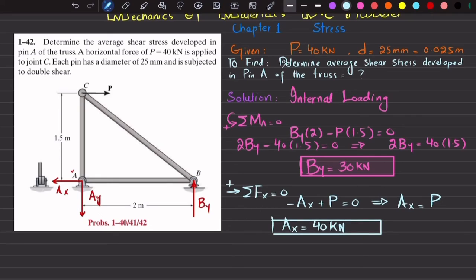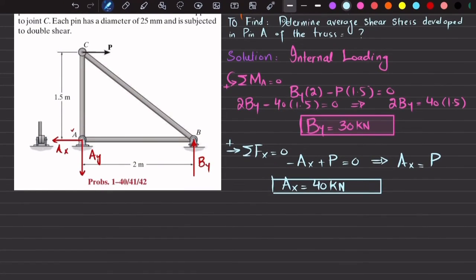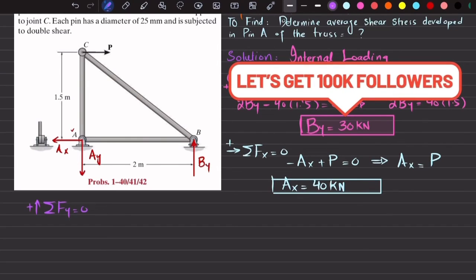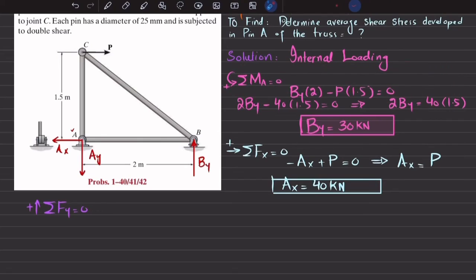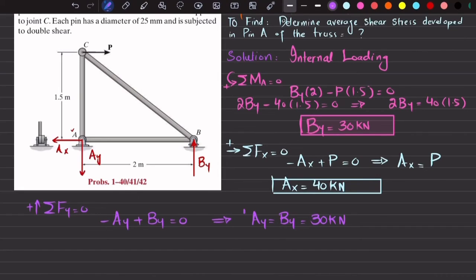Now you have this Ax as well, and we will find Ay by using the third equation of equilibrium, that is sum of all forces along y direction must be equal to 0 and upward force is taken as positive. So we have two forces, one is minus Ay and plus By, their sum must be equal to 0. So I will write minus Ay plus By is equal to 0. So Ay is equal to By, and By is equal to 30 kilonewton. Now you can see we have all these three reaction forces.